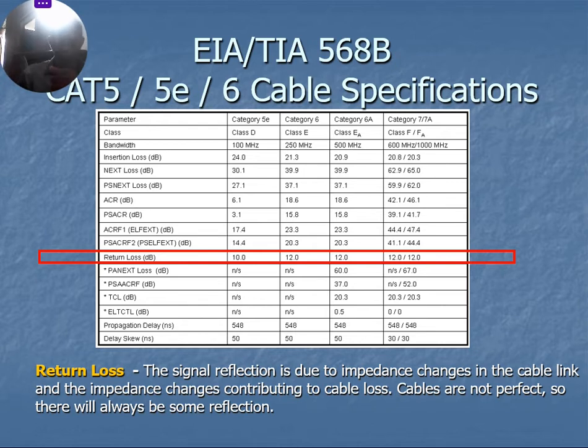Now when these signals are reflected, that results in what we call return loss, because the amount of power transmitted and the amount of power that is being reflected, the difference in this is what we call the return loss. Now the signal reflected is due to impedance changes in the cable link, and the impedance changes contribute to the cable loss itself, each individual cable and the link itself.